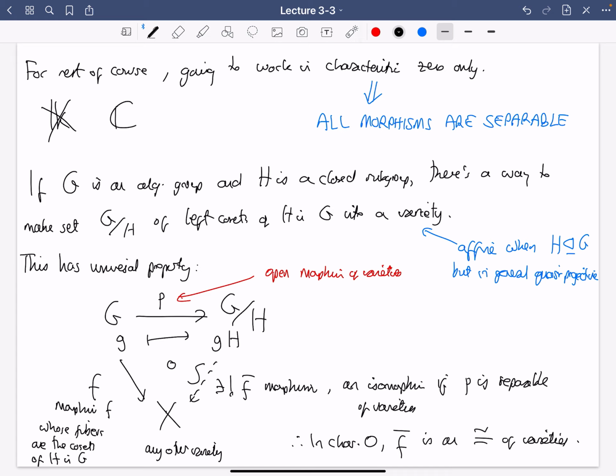So that's sort of the key difficult place in the development of this theory: getting to that construction of the variety structure on the coset space and the proof of that universal property.